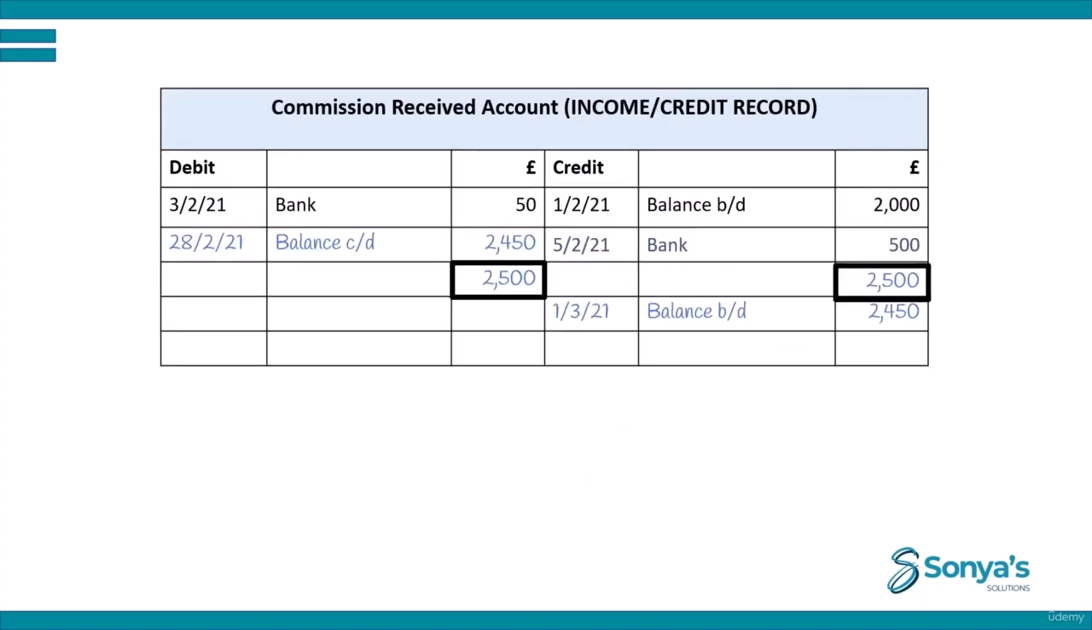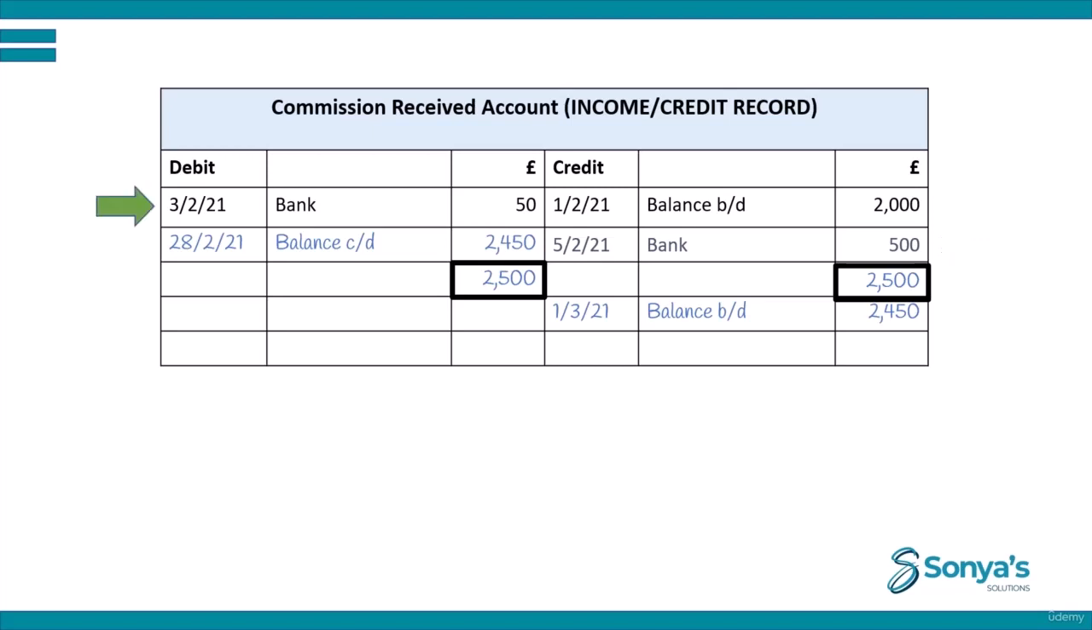So far we've balanced an asset and expense account, which are both debit records. A credit record is balanced in exactly the same way. If a business earns income from commission, it will record it in a commission received account, an income account with a credit opening balance. This account tells us that £2,000 commission has been received prior to the 1st of February. Then, on the 5th of February, a further £500 was received.